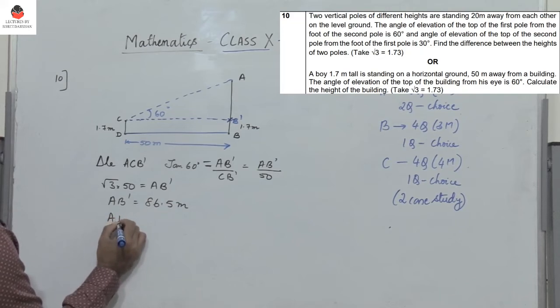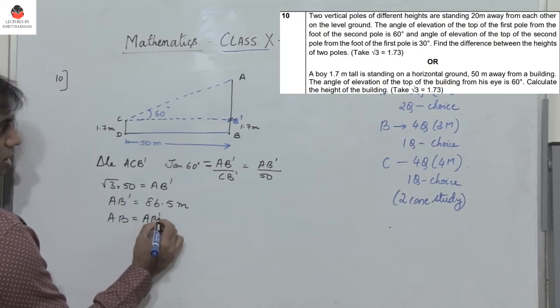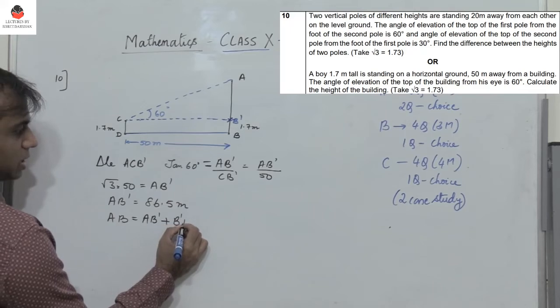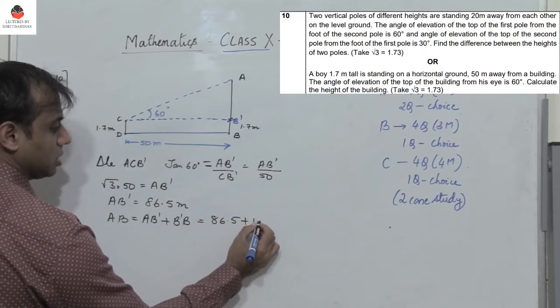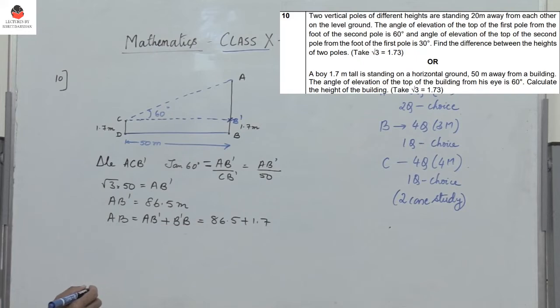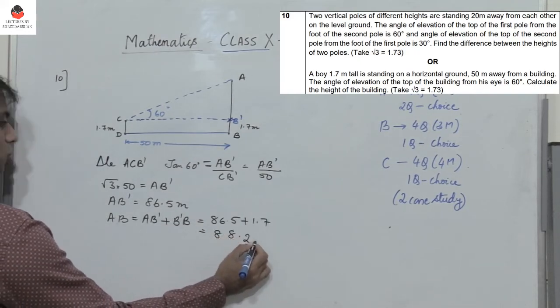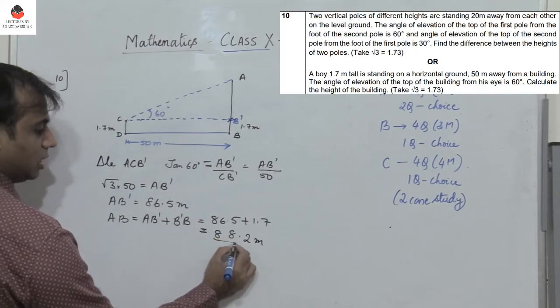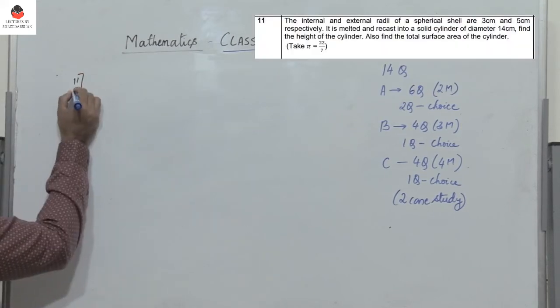And what is the height of the building? It is AB dash plus B dash B, which is 86.5 plus 1.7 meters, which will give a value of 88.2 meters. So the height of the building is 88.2 meters. A very simple problem.